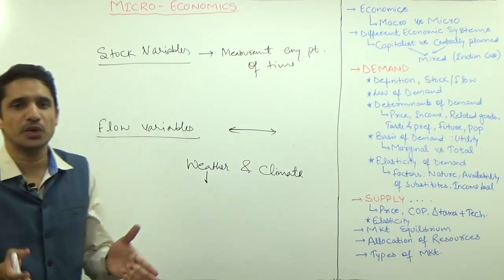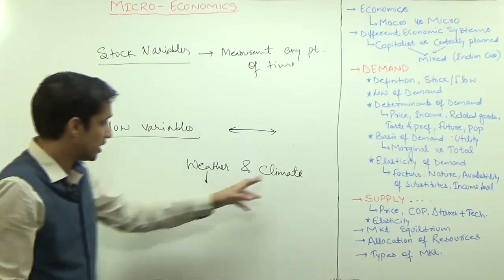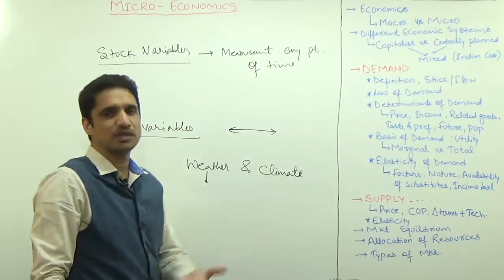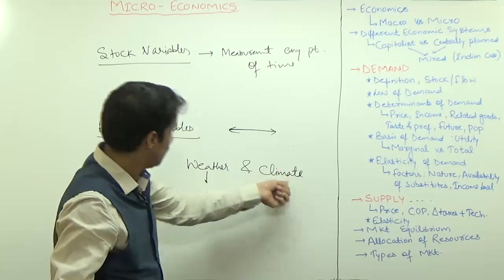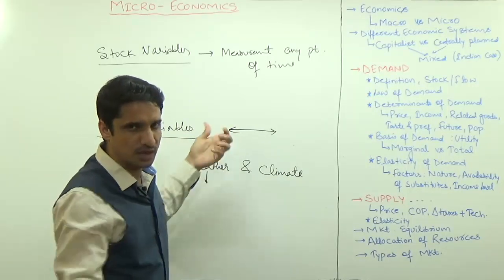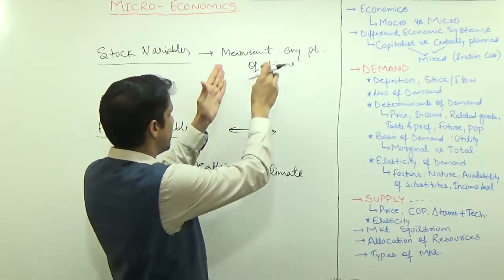Weather means for a short duration. At any point of time you can say this is the weather of this area, and the climate is the average weather over a period of time, which is roughly 30 years. So climate will be an example of a flow variable, because flow variables or concepts are those variables which can be measured over a period of time, and a stock variable can be measured at any point of time.